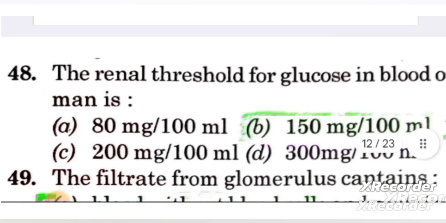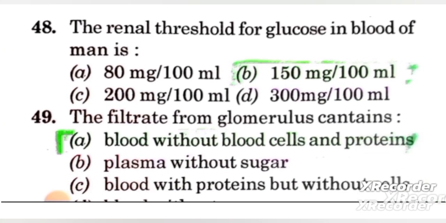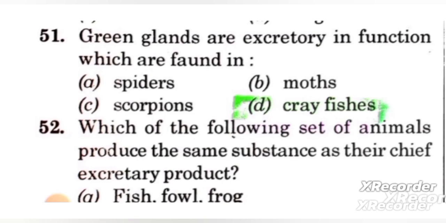Next 48. The renal threshold for glucose in blood of man is answer B. 150 mg per 100 ml. Next 49. The filtrate from glomerulus contains answer A. Blood without blood cells and proteins. Next 50. Which of these are uricotelic? Answer B. Lizard.